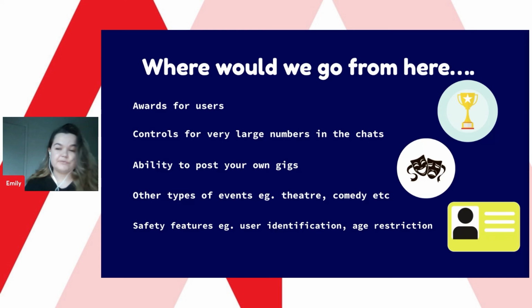We also thought that the app has the potential to extend out to other types of events. It doesn't have to just be music. Obviously, the name Giggle lends itself quite well to comedy, but it could also be theatre, cinema, etc. And finally, this is an app where you're meeting strangers online, so we'd want to integrate some more safety features, maybe some tips about traveling to the venue safely and traveling home, and features like user identification and age verification.